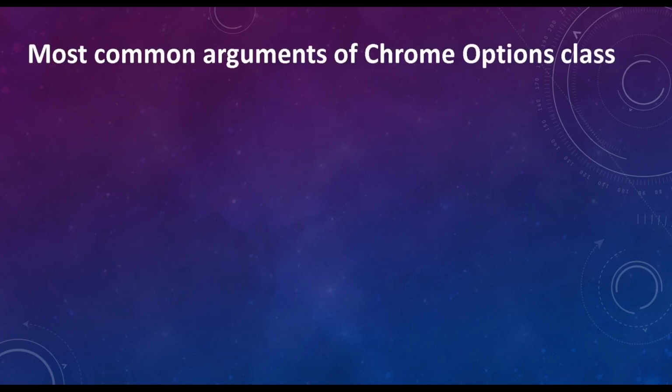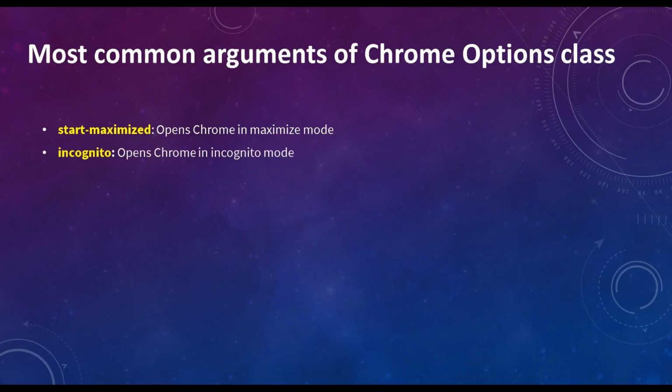Most common arguments of the ChromeOptions class. One is start-maximized: open Chrome in maximized mode. So instead of using driver.manage().window().maximize() and all, if you set this option, start-maximized, whenever you open up a session for a WebDriver, it will open up in the maximized mode. Incognito: it will open up Chrome in the incognito mode. Okay, so let's check the next argument. Headless: open Chrome in headless mode.